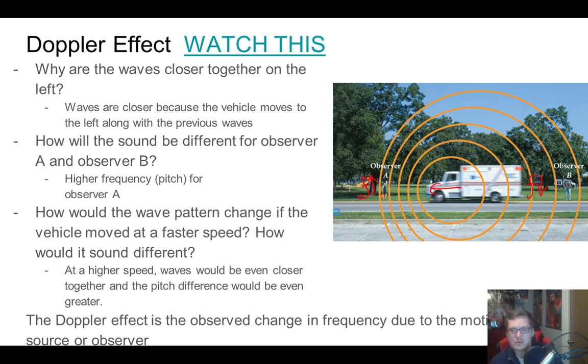So anyway, you can watch this video. It's pretty fascinating. They go through that whole idea of space stations and so on and so forth, talking and having to worry about the Doppler effect.